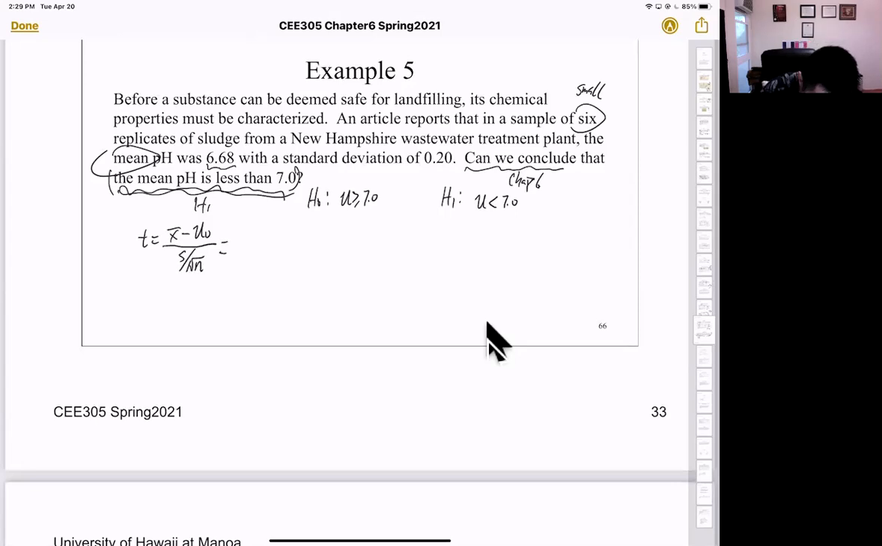So the sample mean is 6.68. Mu 0 is 7.0. Sample standard deviation is 0.2. Square root of sample size 6. So the t value is this.